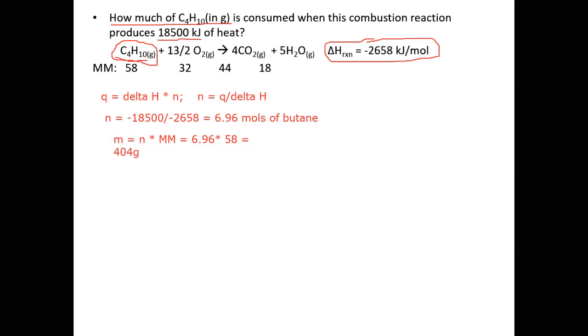So again, we were looking for how much butane in grams. The first thing we need to do is find N, because N equals Q divided by delta H. The fact that it says produces means the Q is negative, delta H is negative. We get the moles of butane. From the moles of butane, we can get the mass of butane. I'll pause here for just a few seconds so you can see this, and then we'll move on to the next example.